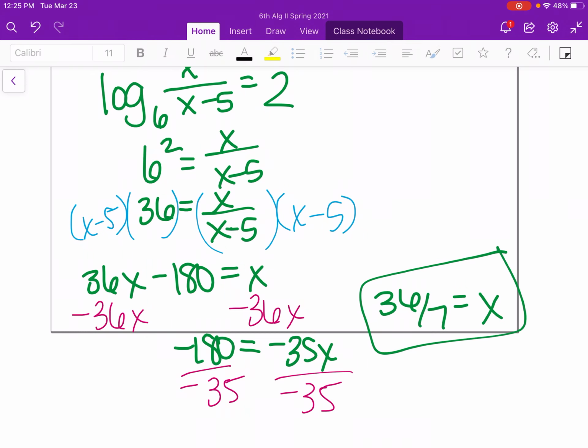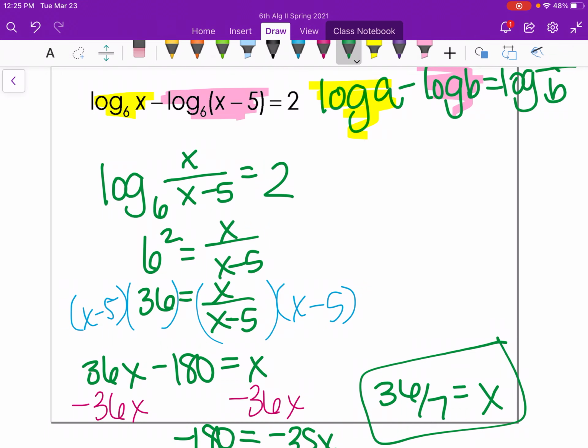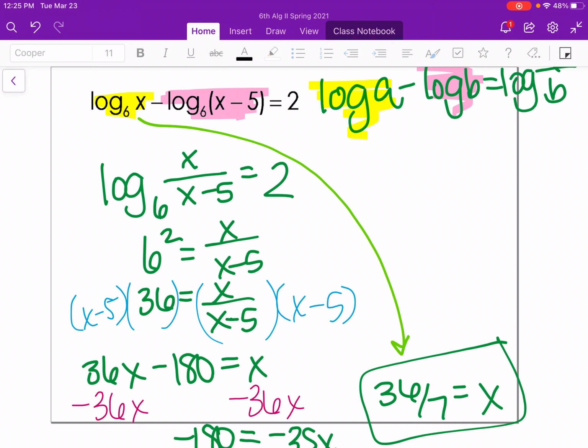Now to check to see if that's an extraneous solution, 36 sevenths obviously in that first one, and here would be okay. And then 36 sevenths minus 5 is still a positive number, so this does work. It's not an extraneous solution.